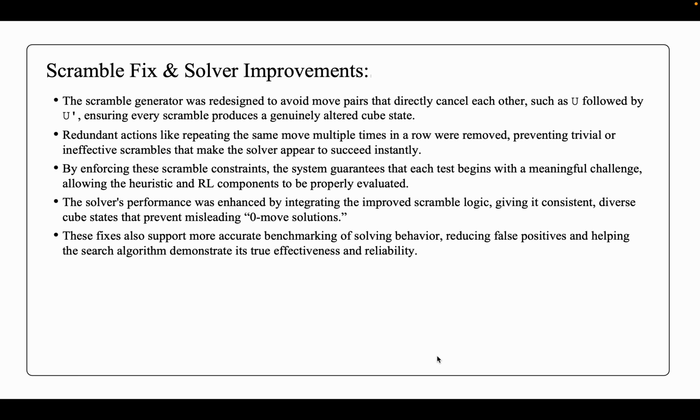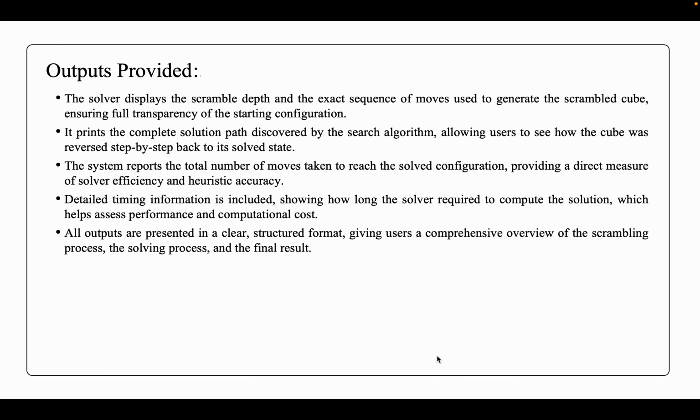Now let's look at the scramble fix and the solver improvements. To ensure realistic scrambles, we avoid moves that cancel each other and avoid repeated moves. This prevents easy or accidentally solved scrambles and makes the solver consistent. The solver prints the scramble depth, scramble sequence, solution path, number of moves used, and also the time taken. This helps us evaluate how well the system is performing.